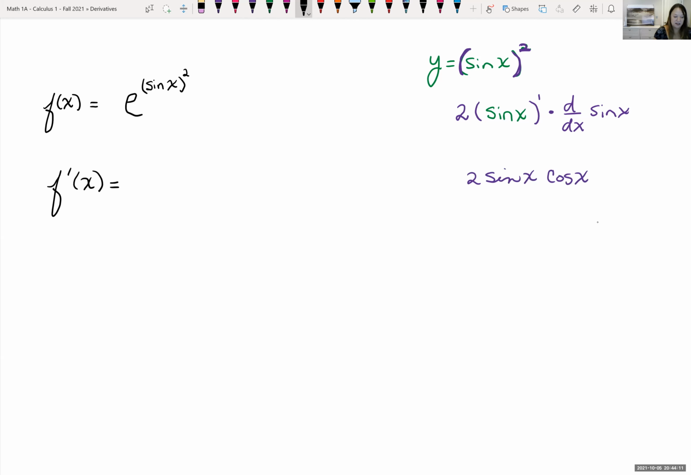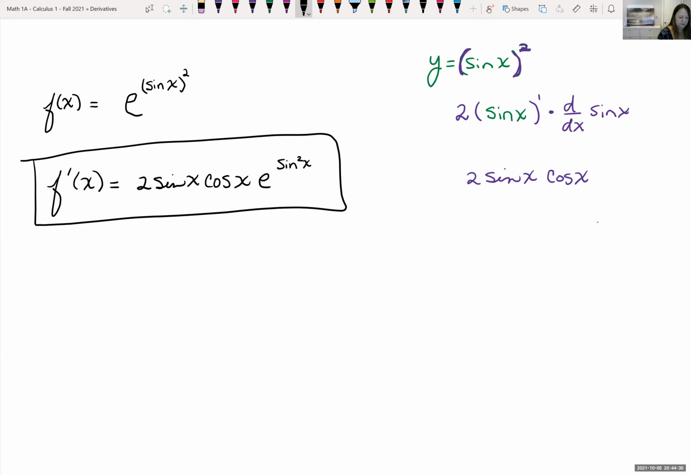So the derivative of e raised to sine squared x is the derivative of our exponent, which we found to be 2 sine x cosine x, times the original function itself, e to the sine squared x, or e to the sine x quantity squared. They mean the same thing. So I kind of used the general power rule in here, and this brings us to the chain rule with the general power rule.